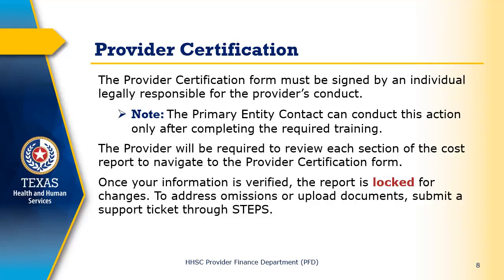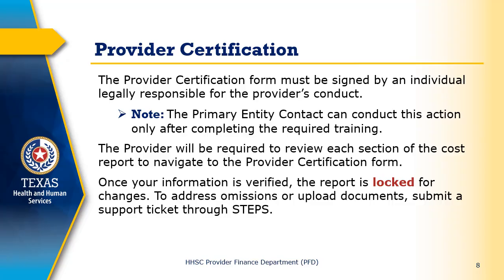The provider certification form must be completed and signed by a legally responsible individual, such as an owner, partner, corporate officer, or government official, ensuring accountability for the provider's conduct. The primary entity contact can conduct this action only after completing the required training. The provider will be required to review each section of the cost report to navigate to the provider certification form. The signature of the responsible party is completed by entering your electronic signature.